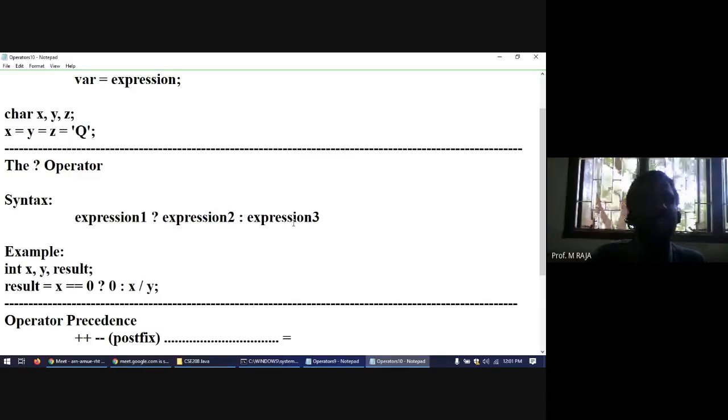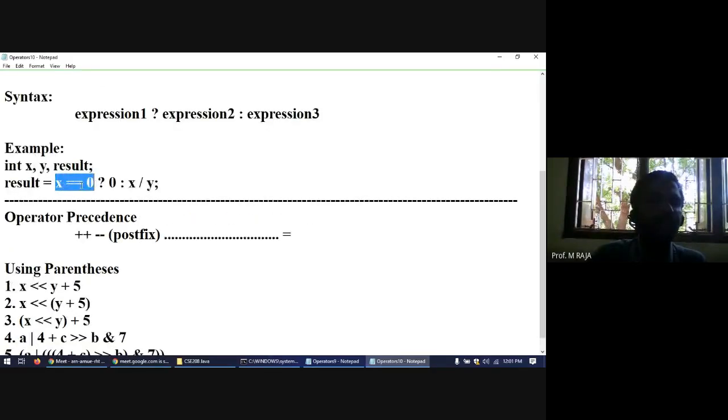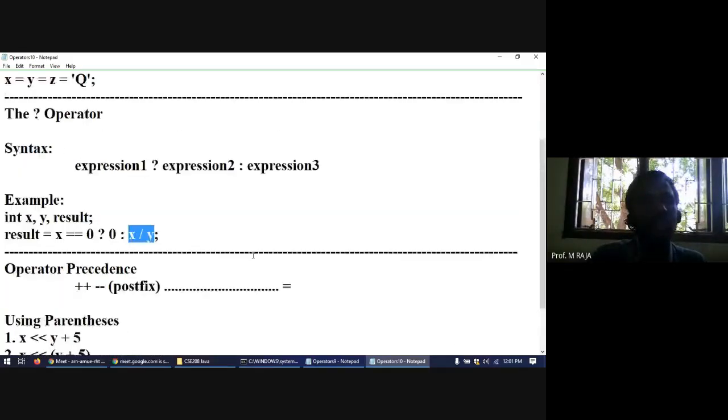For example, checking if x is greater than 0. This line is perfectly valid. Extra parentheses are not necessary. Checking if x is greater than 0, then the quantity 0 is assigned to the left hand side variable result. If x is equal to 0, which results in false, then x by y is evaluated, and the result of expression x by y is set to the left hand side variable result. So there is nothing new in the conditional or ternary operator, same behavior as C and C++.